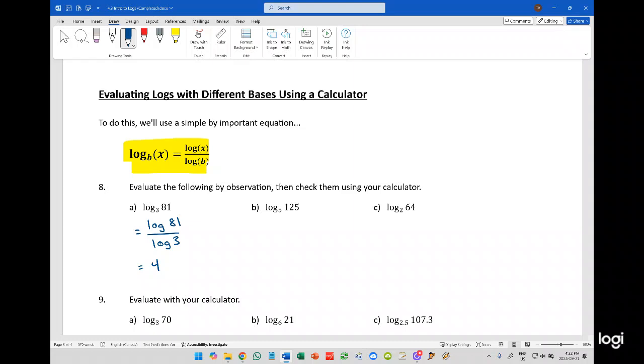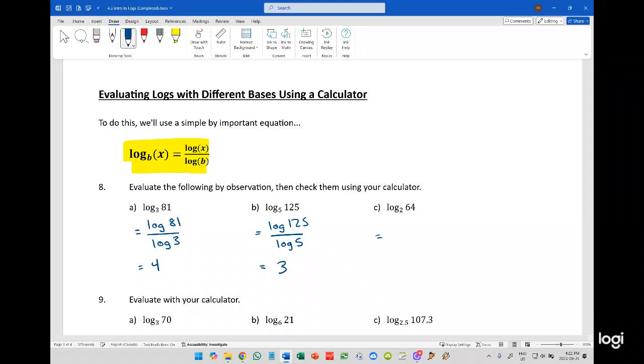This next one, log base 5 of 125. Well, I know the exponent I put on 5 to get 125 is 3, so that should be the answer. But if I want to use my calculator, I could just do log of 125 divided by log of 5. And both of those individually are horrible numbers. They're not pretty. But the log of 125 is 2.0969, divided by log of 5, which is 0.69897. And sure enough, when I actually do the division, it's just 3.